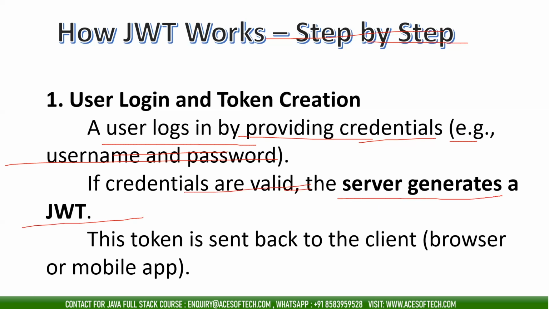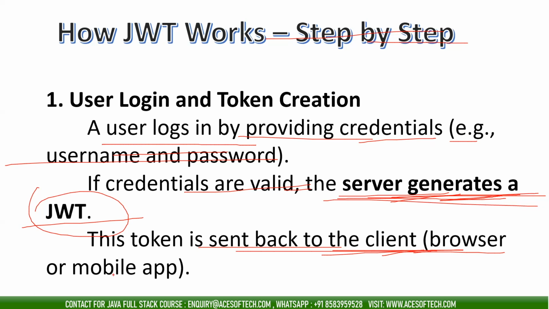That means you just saw in the previous slide how a token was generated. So the server generates, remember, the token is generated by the server, not by the client. Okay, so the server generates the client JWT token. This token is sent back to the client in the browser. That means maybe browser and mobile app. So you understand very clearly that the client logs in, then based on his information the server generates a token, and that token is given back to the client so that the client doesn't have to log in again and again.